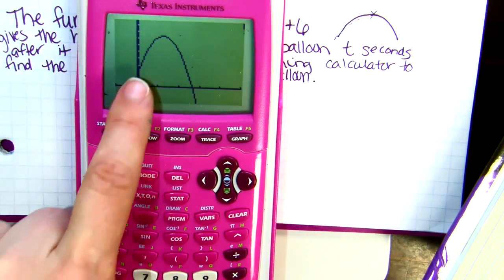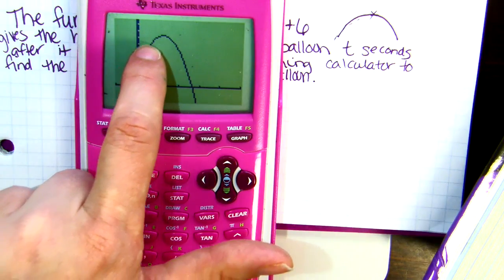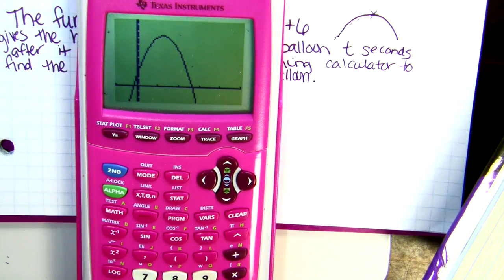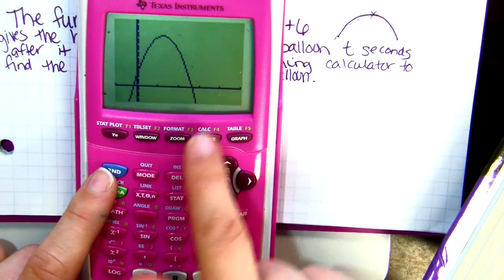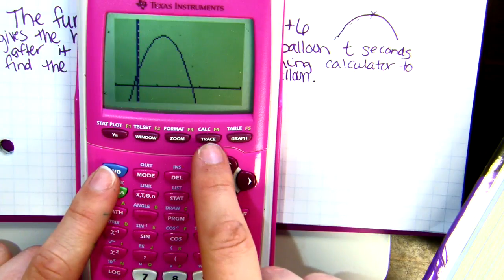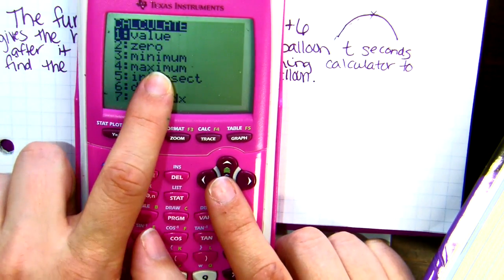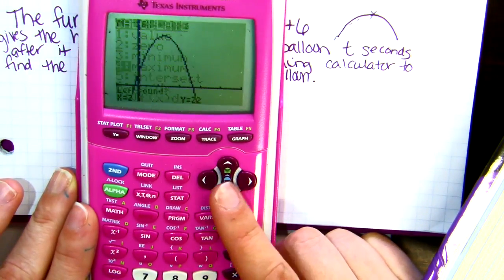So that was just changing my window. I pushed the window button. So this is how high the balloon is. You can see the balloon starts above the ground. It goes up, it goes up, it goes up, it comes back down, and then it hits the ground over here. So what I'm going to do to find the maximum, I'm going to push my second button and then calc, because I'm calculating the maximum. So second, calc, and you'll notice that maximum is number 4 on the list. So you can either just push 4 or you can go down and push enter.